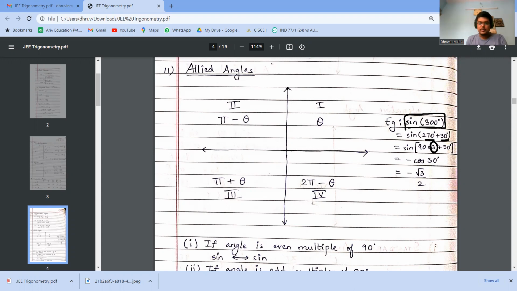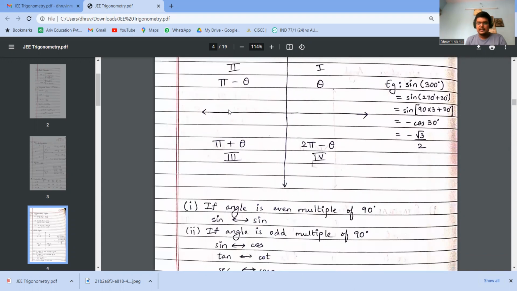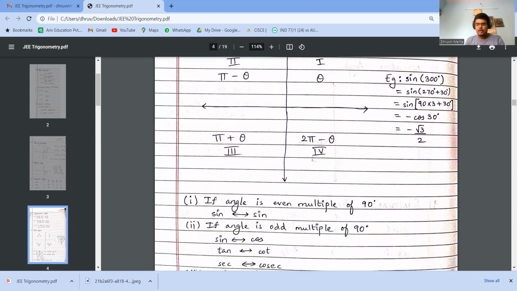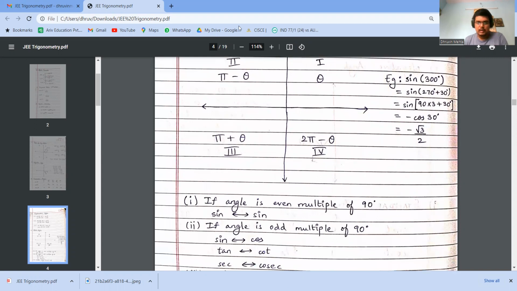Now the rule is, if it is an odd multiple of 90, then sine becomes cos, cos becomes sine, tan and cot interchange, sec and cosec interchange. So this is an odd multiple, so sine will become cos. So we get cos of 30 degree. Now you have to tell me, 300 is in which quadrant?